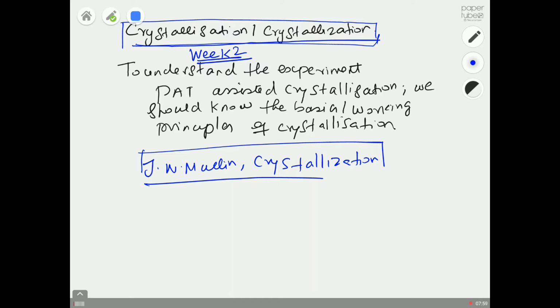But if you want to follow a textbook, that's the book you have to use: John Mullin. It's a very, very good handbook. Many crystal engineers and crystallization scientists consider this book the Bible of crystallization.